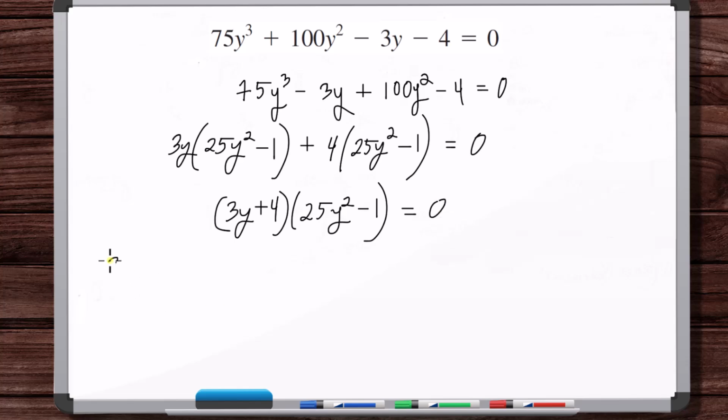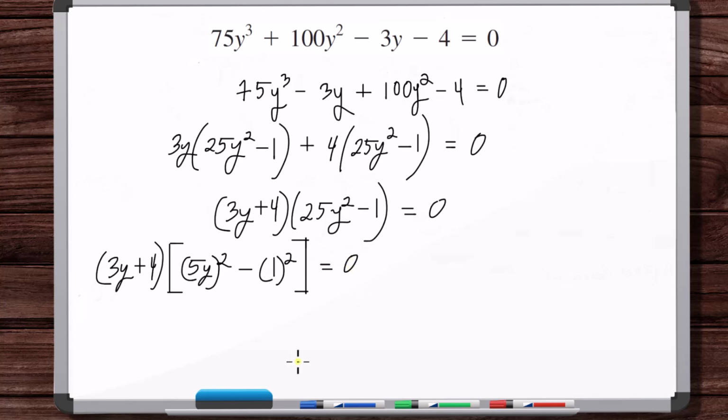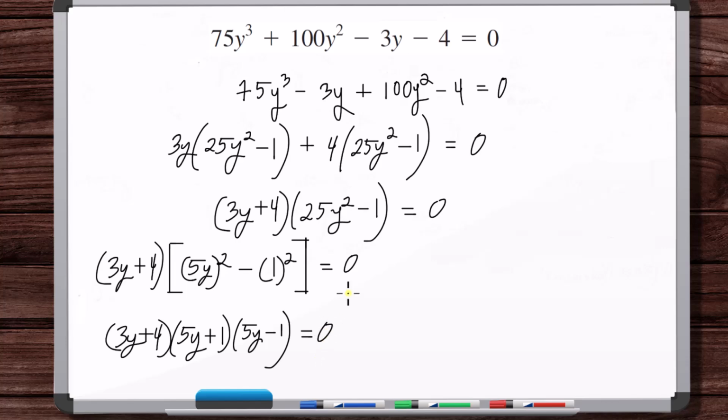So we can write this 25y squared minus 1 as (5y) squared minus 1 squared. Okay. So now we have a difference of 2 squares, which we know we can write like this. Okay. So now we're fully factored.